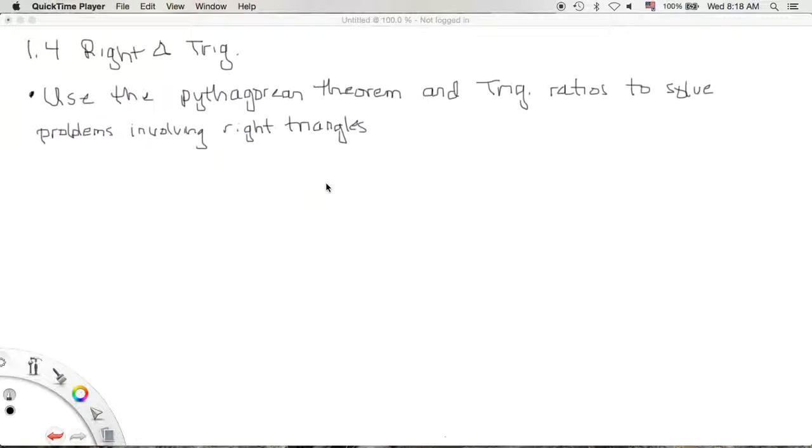All right, we've talked about the right triangle ratios, the trigonometric ratios: sine, cosine, tangent, cosecant, secant. We can use them if we're given a right triangle.